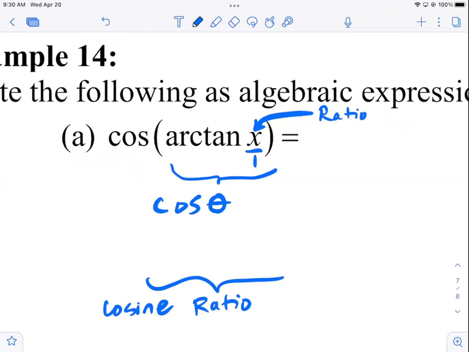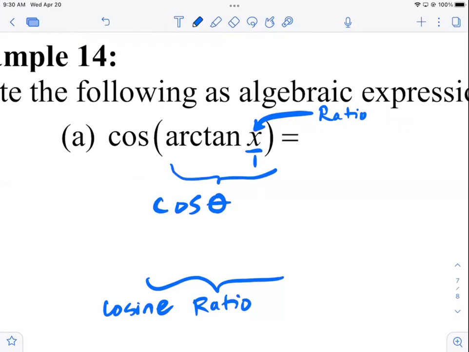Well, how are we going to do this? Remember, when you're given a ratio, you're really given 2 of 3 sides of a right triangle. And if you have 2 of the 3 sides of a right triangle, can't you find the third side? Yes, by the Pythagorean theorem. And if you know all 3 sides of the right triangle, do you not have all 6 trig functions at your disposal? Yes. So that's our strategy.